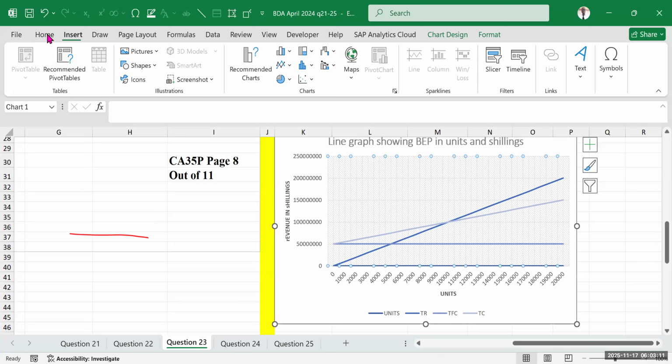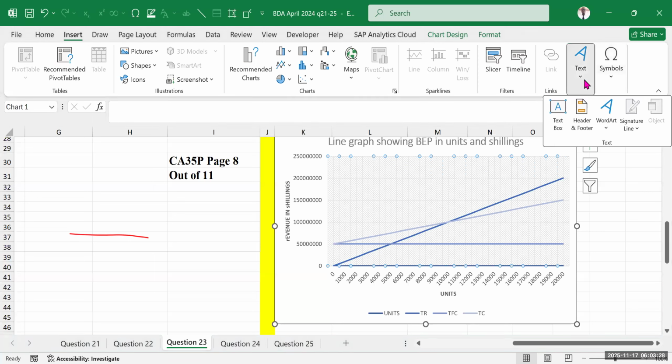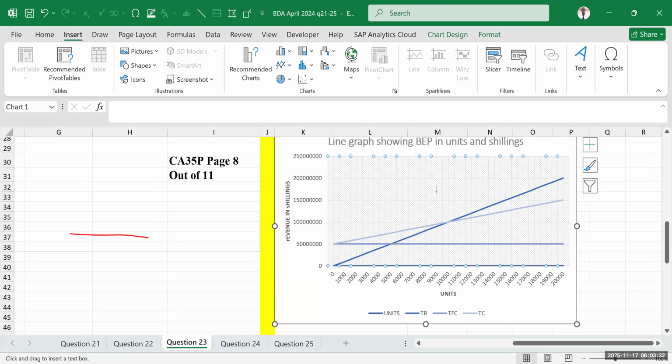Now, while you are still on the Insert tab, come to Insert, then the text box. You can see on my window where my cursor is. At the top right corner, there is this tab written Text. I will click on the down arrow and then choose Text Box. Then you come and draw it where you want to show the break even.